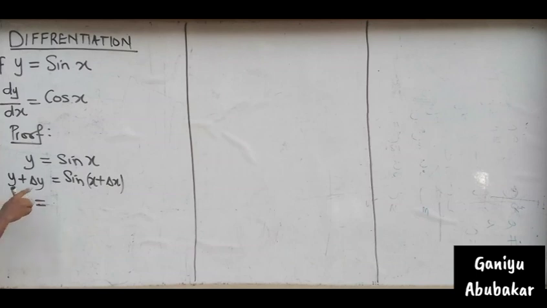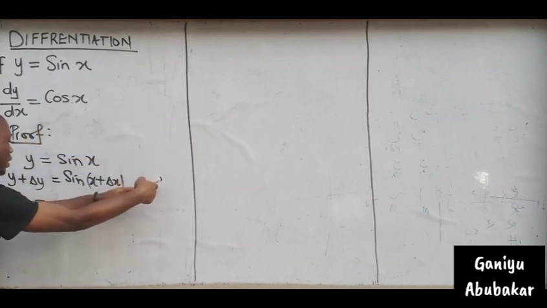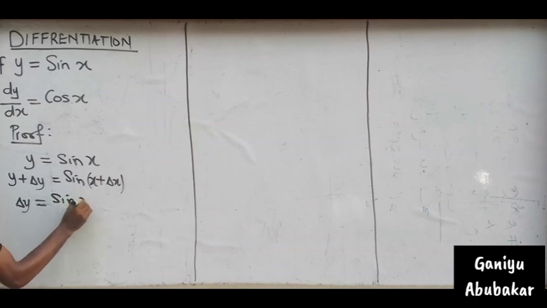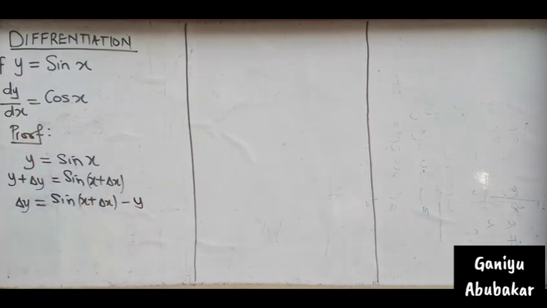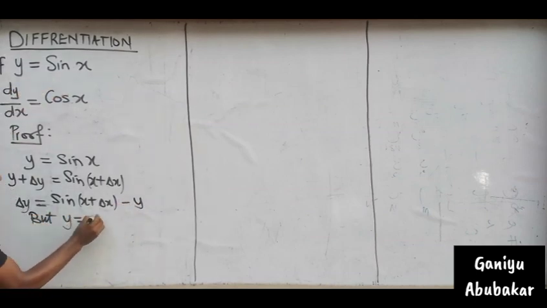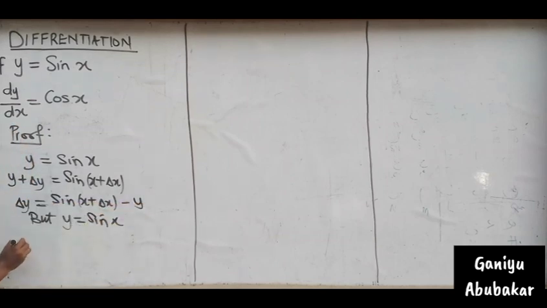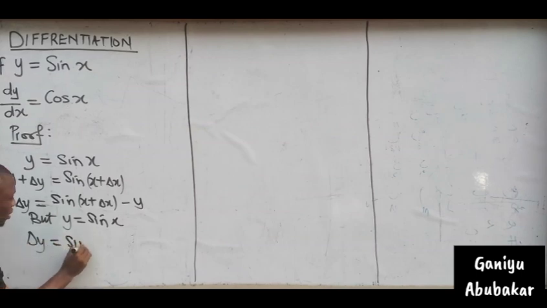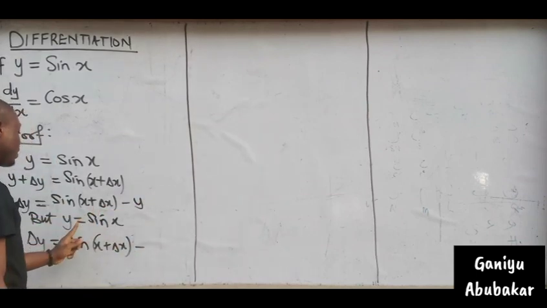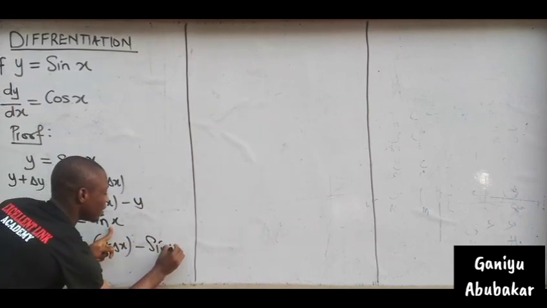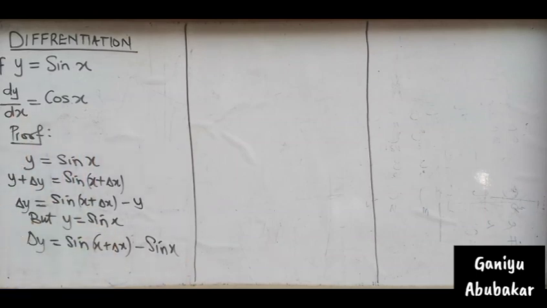is equal to, if this one stays here and this one goes there, I have sine of x plus change in x, minus what? Minus y. But from the question, y was equal to sine x. Obviously, if I substitute sine x here, I'll have that change in y is equal to sine of x plus change in x, minus y, which is what? Sine x. I'll have sine x at this point.